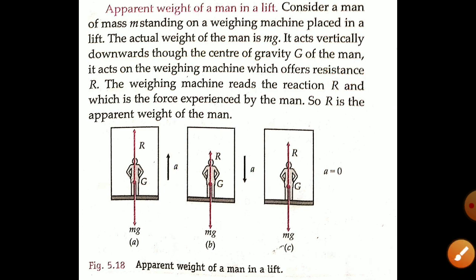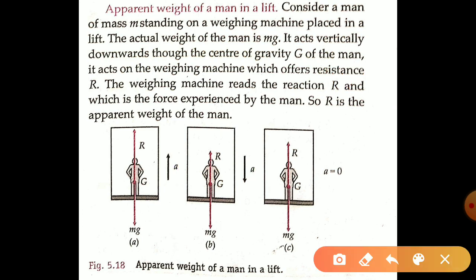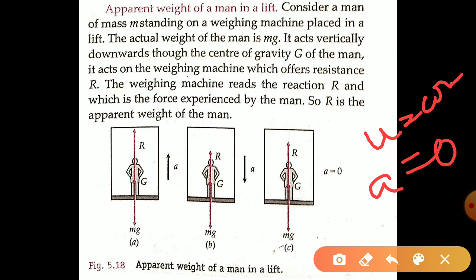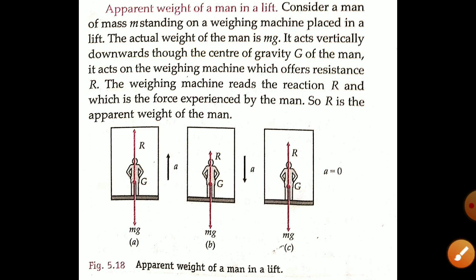And in the third situation, two cases are possible. Either the lift is at rest, with no velocity, hence no acceleration. Or the lift is moving with a constant velocity. If velocity is constant, then acceleration is 0. In this situation, the lift may move in the upward direction or in the downward direction. So what will be the equations in these three possible cases?